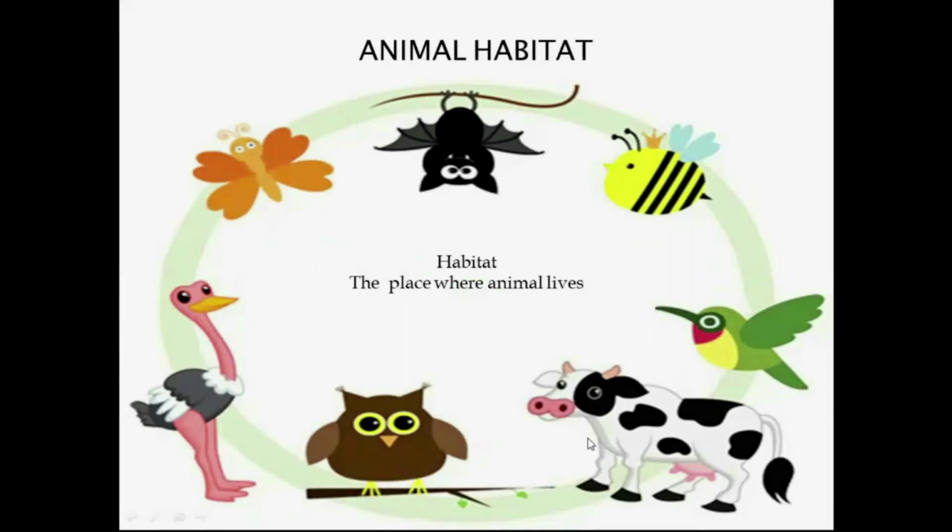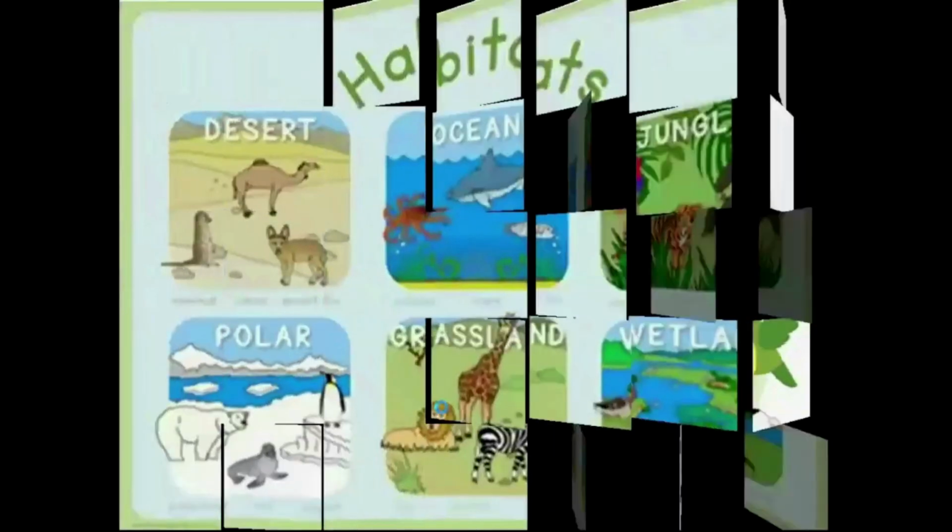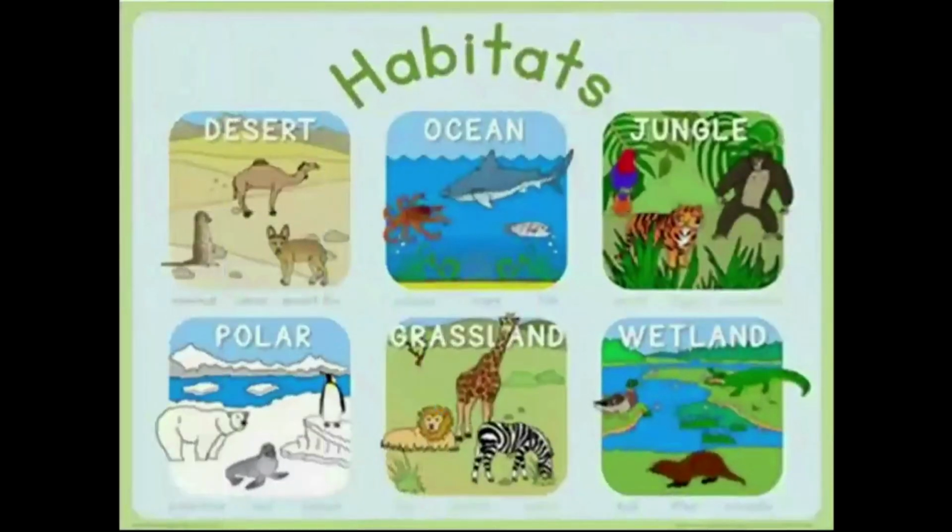No, because they have a different place to live. So can we say all of these animals have a different habitat? Now, there are some common habitats we can see around us. We know that some animals like to live in a desert. So can we say that desert is a habitat of these animals?